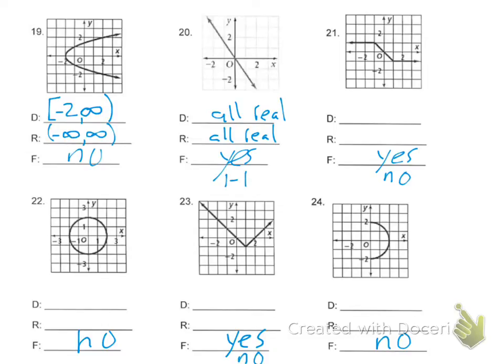21 real quick. What's the domain? Looking left, going on forever. Going to the right forever. X's are all real. The range goes from -1 to 1. Actually, let's write this one out. That would be -1, comma 1, with brackets.